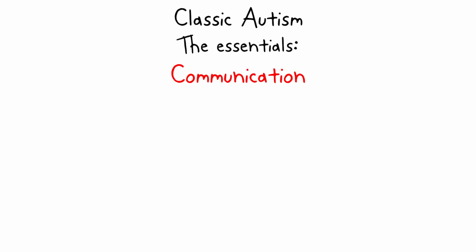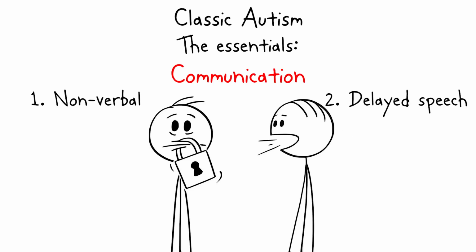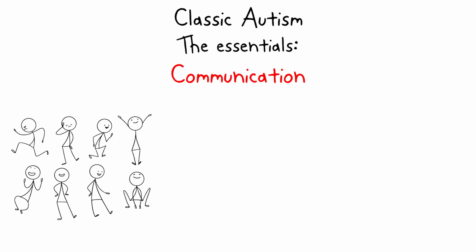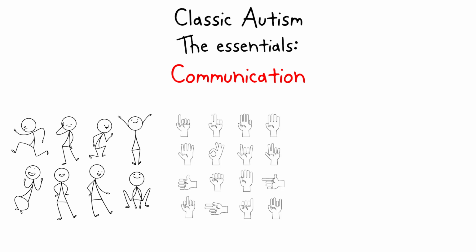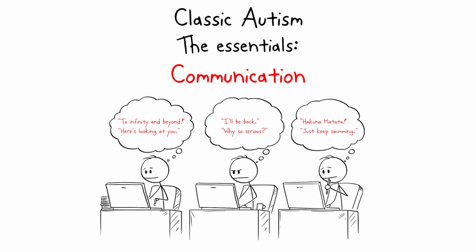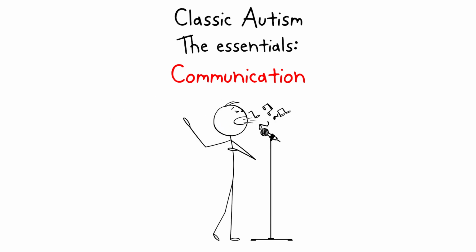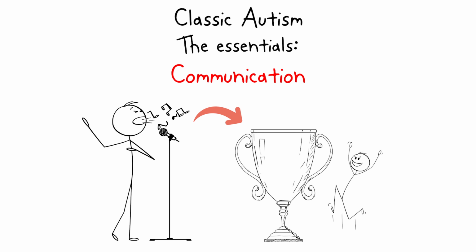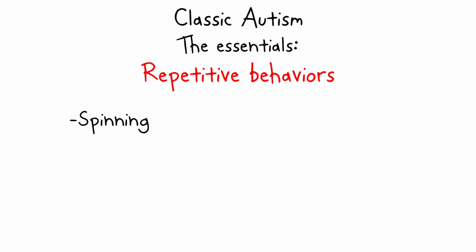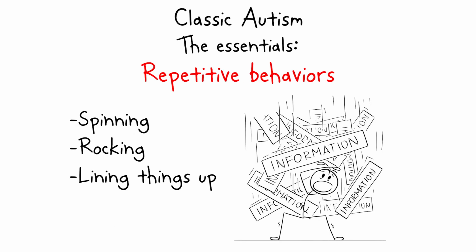The essentials: communication. Folks here might be nonverbal or have delayed speech. They express themselves with gestures, sign language, picture boards, or scripting, repeating favorite lines from movies or shows, sometimes with full theatrical flair. Think of them as their own personal hype man with an Oscar-worthy performance. Repetitive behaviors, whether it's spinning, rocking, or lining things up, these actions help regulate overwhelming sensory input.